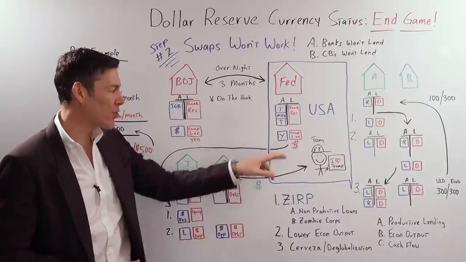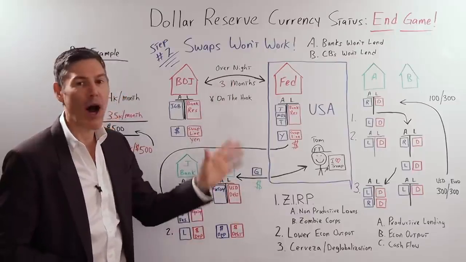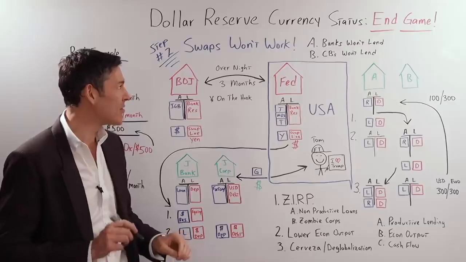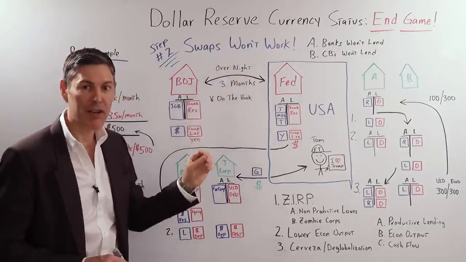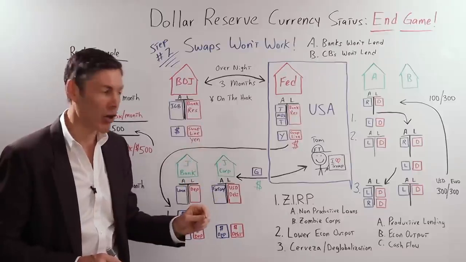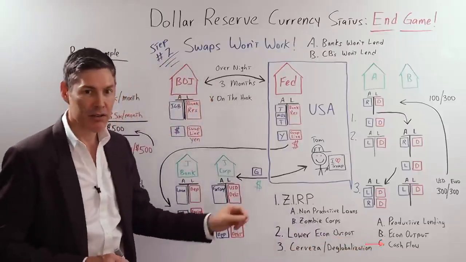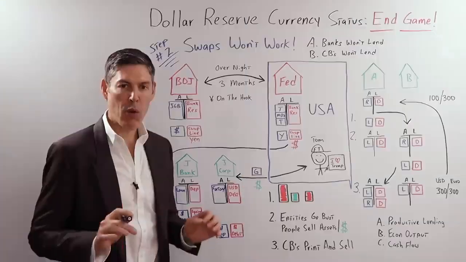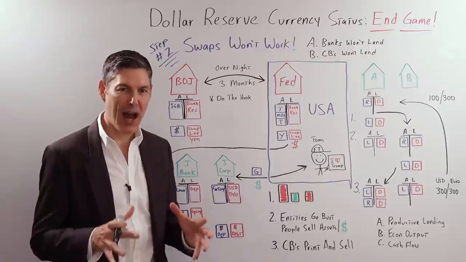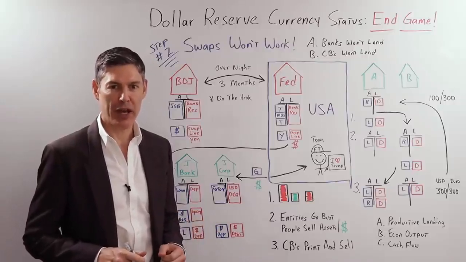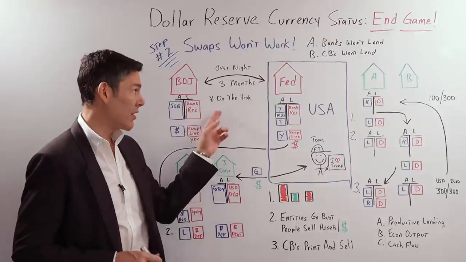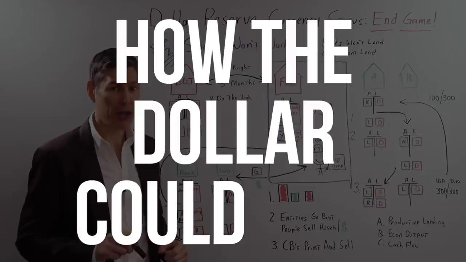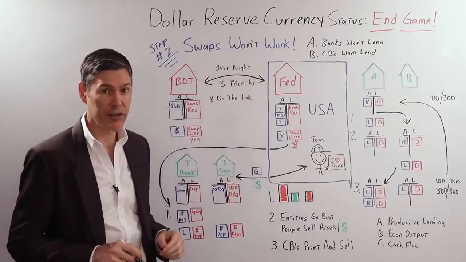They could print up 4 trillion, 400 trillion, a quadrillion in swap lines, and it doesn't matter. It still won't work because there isn't the amount of dollar cash flow needed to service not only the existing debt, but the additional debt. I want to circle back and really focus on the value of the dollar compared to XYZ currency, or in this case, the yen. This is really how you're going to understand how the dollar could lose its reserve currency status.